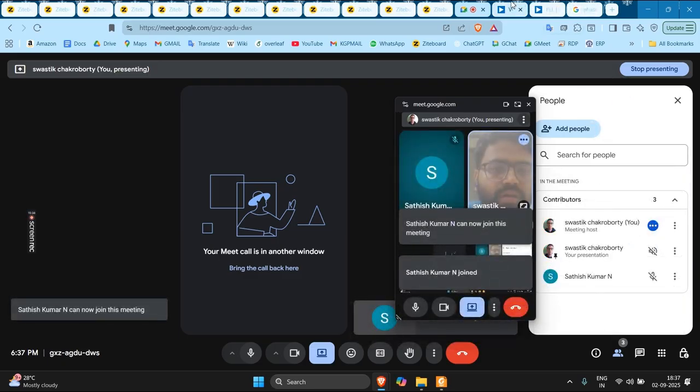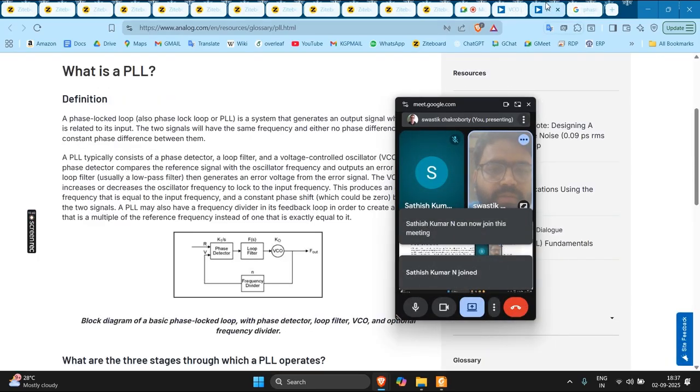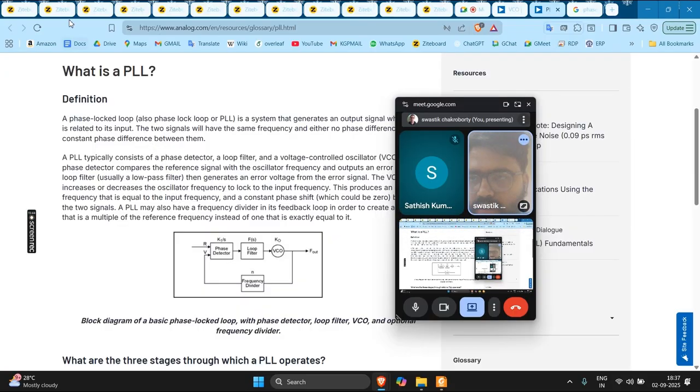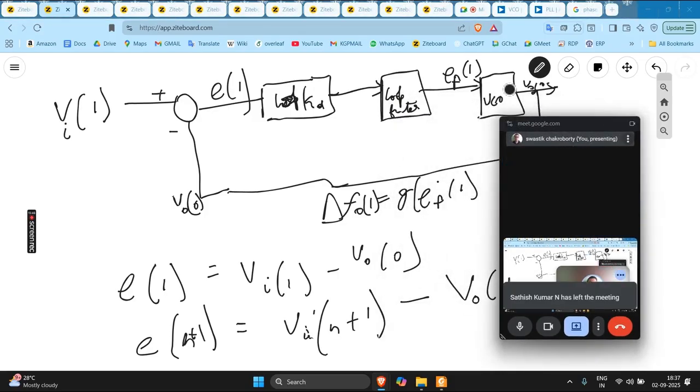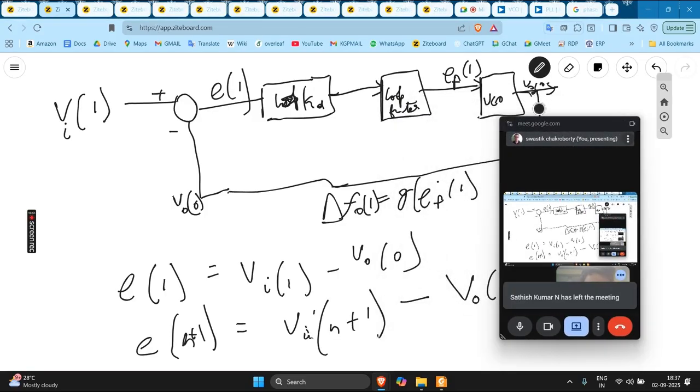so we were talking about phase lock loop. Whenever the voltage changes, we have a corresponding error signal, and that error signal will create an error frequency, and that error frequency is modifying the actual output frequency so that we can keep track of the input frequency. This is how a phase lock loop works.